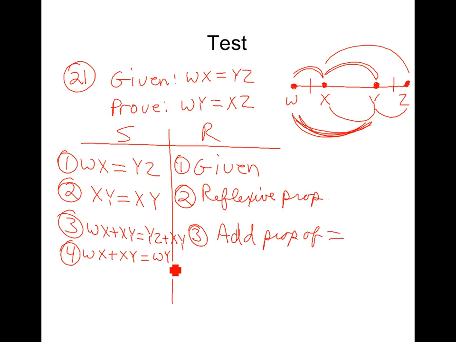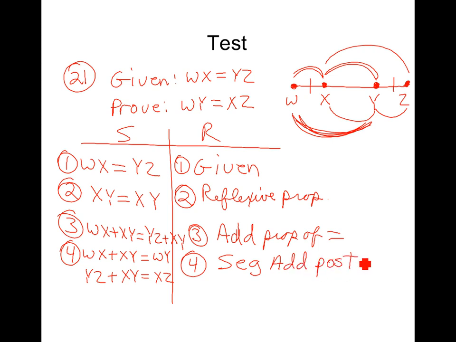And then the other person walked YZ plus XY, which is what total distance? XZ. Anytime you see something that looks like this segment plus this segment equals the whole thing, what are you using? Segment addition postulate.